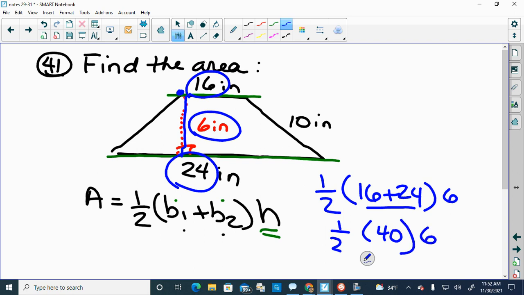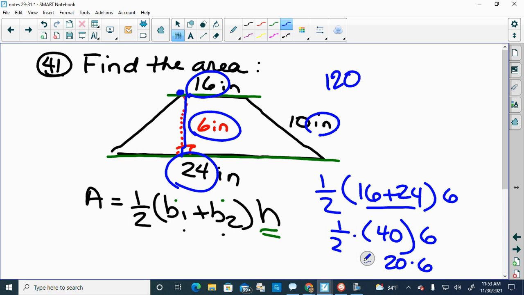And now all I have is multiplication, well, multiplication and division if you look at those first two. In multiplication and division, you just go from left to right. So if I find half of 40, that's going to give me 20. And now I just need to multiply times 6. So 20 times 6 would give me 120.